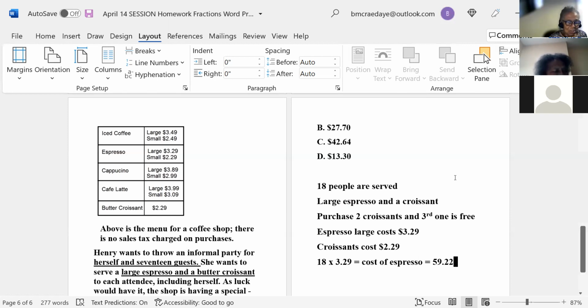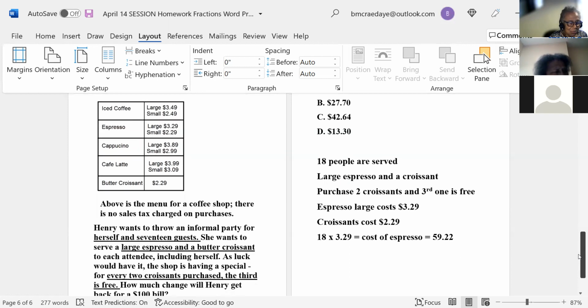They have a special on. What is it? Croissant: every 2, you get a third one free. So how many croissants do we have to buy? For every 2, you get a third one free. And how many of them do you need? Then 18 people. 36?